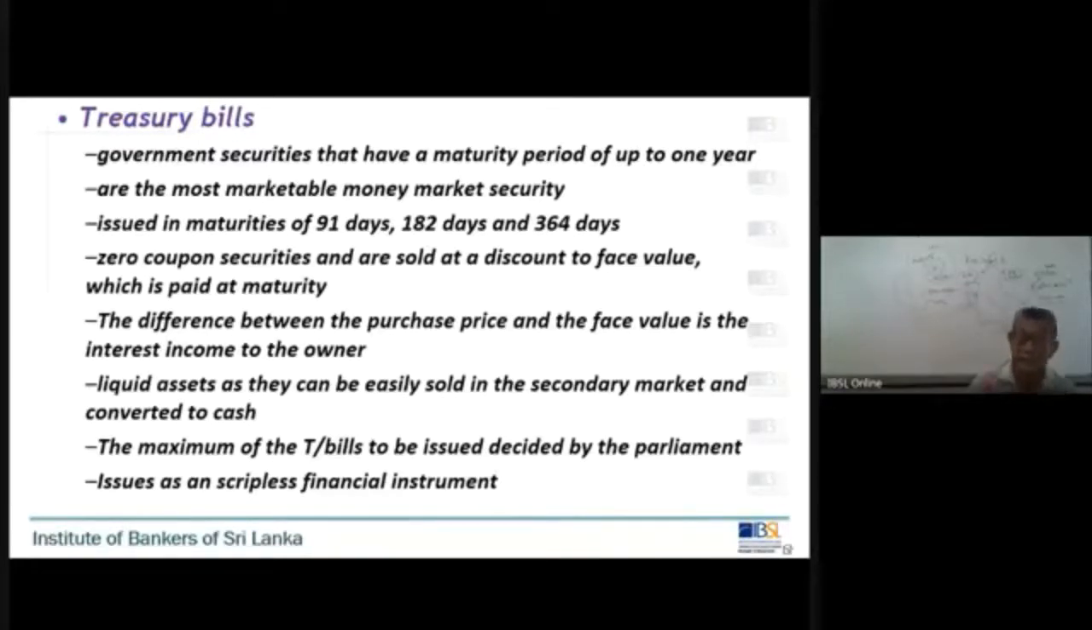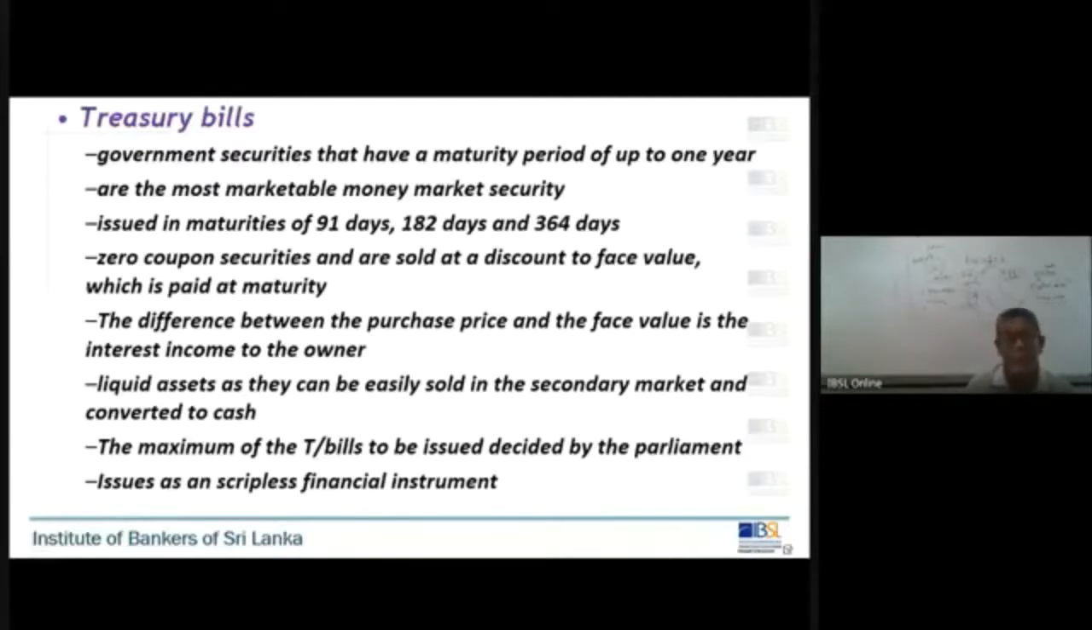What do you mean by that? Say you want to buy a 100 rupee treasury bill. How much are you going to pay for that? Say your buying price is, say, 90 rupees.